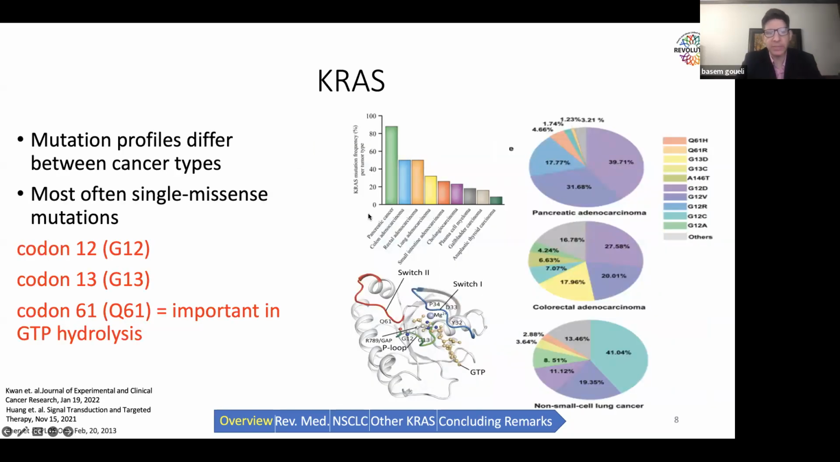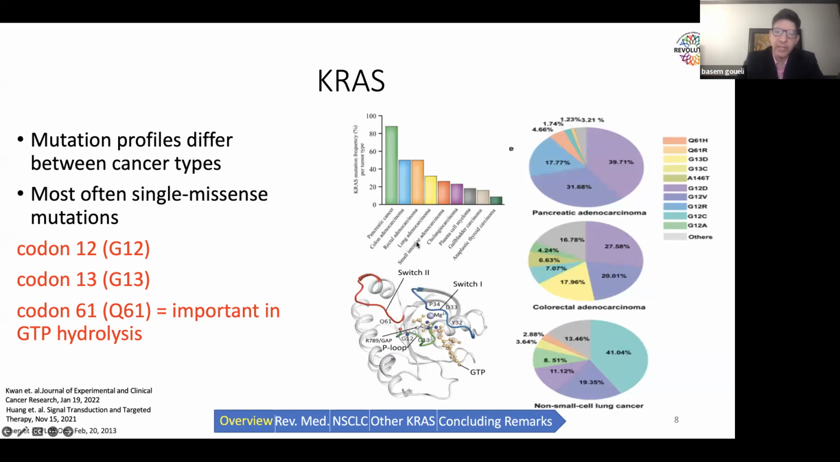Now, when we talk about KRAS mutations, it's important to realize that each tumor type has a different frequency of KRAS mutation. So you can see here that in pancreatic cancer, there's a very high prevalence of KRAS mutations. Roughly 90% of pancreatic cancer patients have KRAS mutations. Roughly 50% in colorectal, roughly 25%, some people say 15, but 15 to 25% of patients with lung cancer, and roughly 25% of small intestine. And so you can see that the frequency of KRAS mutations depends on the tumor type.